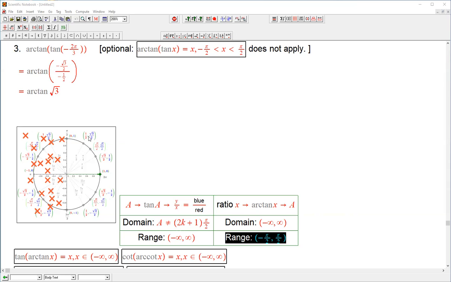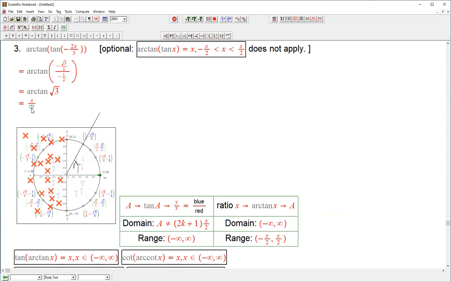Blue divided by red gives you √3. Which one? Well, it looks like it's going to be this one, isn't it? √3 over 2 divided by 1/2 is going to give you √3. Therefore, that angle, which is pi over 3, which is in the range for arctan, is going to be our answer. Pi over 3. Okay, that's how we found it.